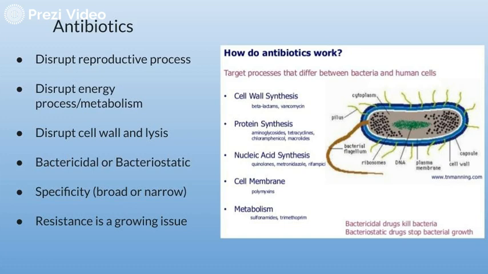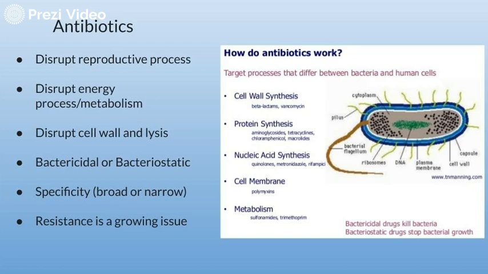The second way it can work is by disrupting energy processes or metabolism, so the way that the bacteria is able to break down nutrients to release energy, and in turn this can cause the bacteria essentially to become inactive and die. It's quite a handy way of killing any bacteria. The third way is by disrupting the cell wall production and the synthesis of the cell wall, making it weaker so that when the cell takes on any kind of fluid, it could pop and lyse, essentially. So lysis occurs, and this actually kills the bacteria.